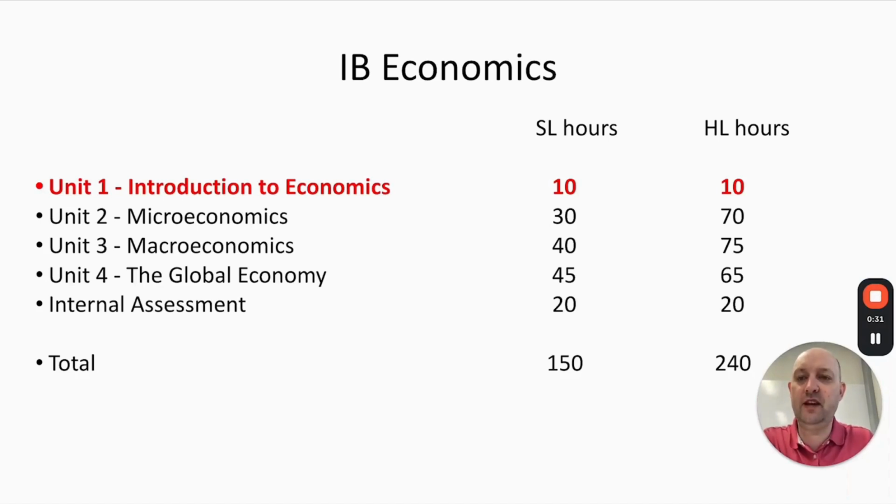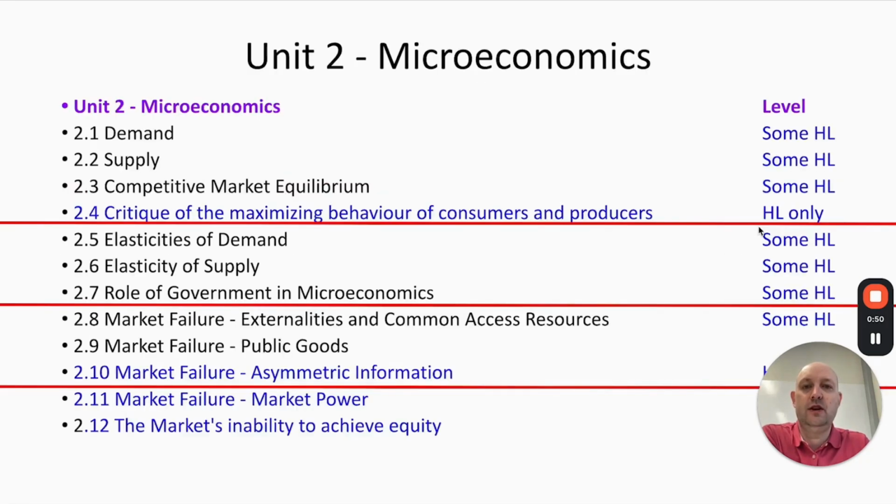So we've finished unit 1. If you're following the video sequentially, we finished unit 1 and we're now going to start unit 2, microeconomics, which is our first really big topic. If you're SL, it's going to be 30 hours of class time. HL, it's 70 hours of class time. So there's a lot of HL content in this unit.